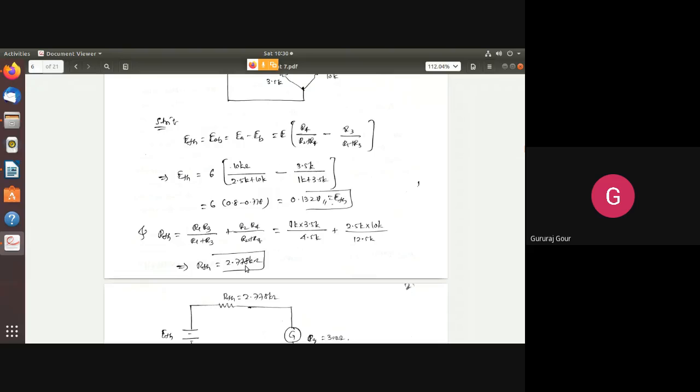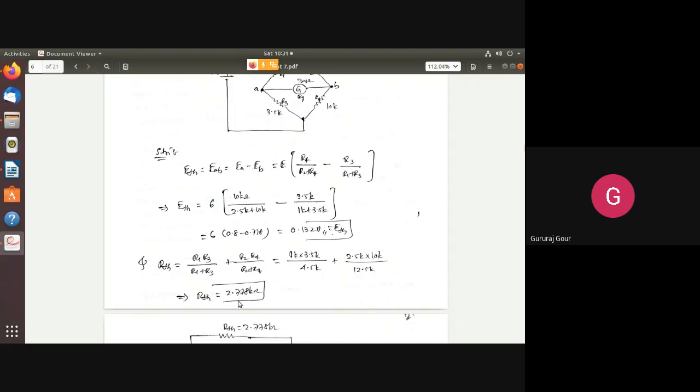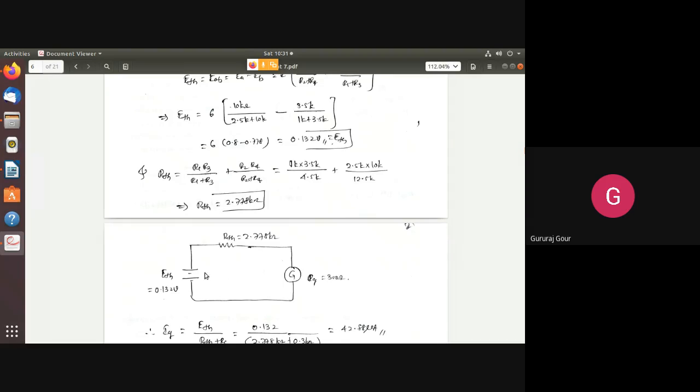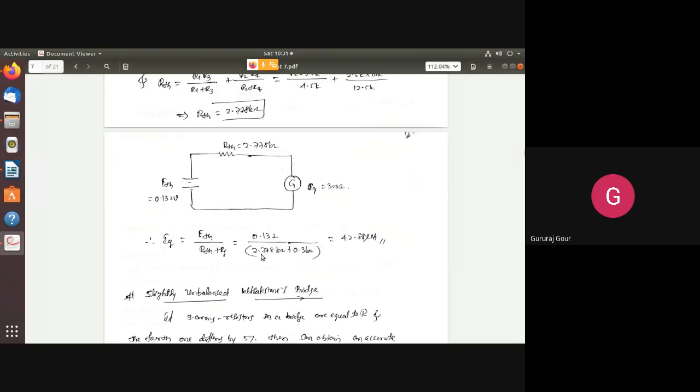Similarly, we can use the formula for RTH. Substitute the values with this arrangement R1, R2, R3, and R4. We can get it as 2.778 kilo ohm. Now, once you get ETH and RTH, we can draw the Thevenin's equivalent circuit, connect the galvanometer with RG 300 ohm. We can get the galvanometer current, substitute all the values, that is 42.88 microampere.